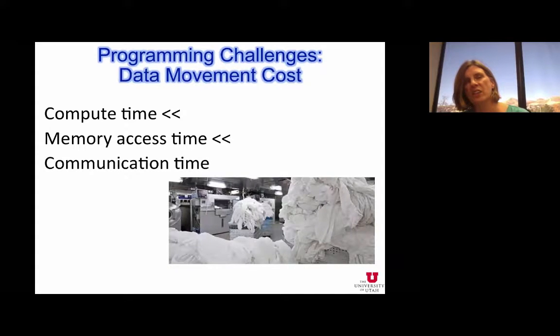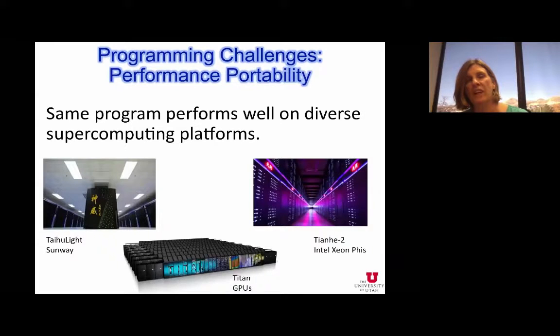Another challenge is data movement cost. The time to compute is much lower than the time to access memory, which is much lower than the time for communication. So these sheets have to get moved around the room. Another challenge is what we call performance portability, and you should remember this one because it's for sure going to come back. The same program has to perform well on diverse supercomputing platforms. And if you look at the three fastest supercomputers in the world, they're all using fundamentally different architectures.